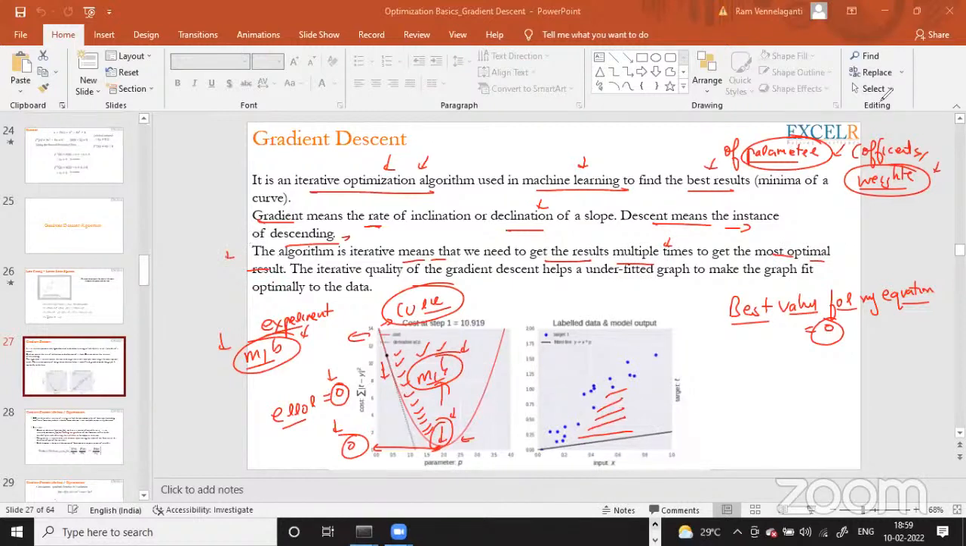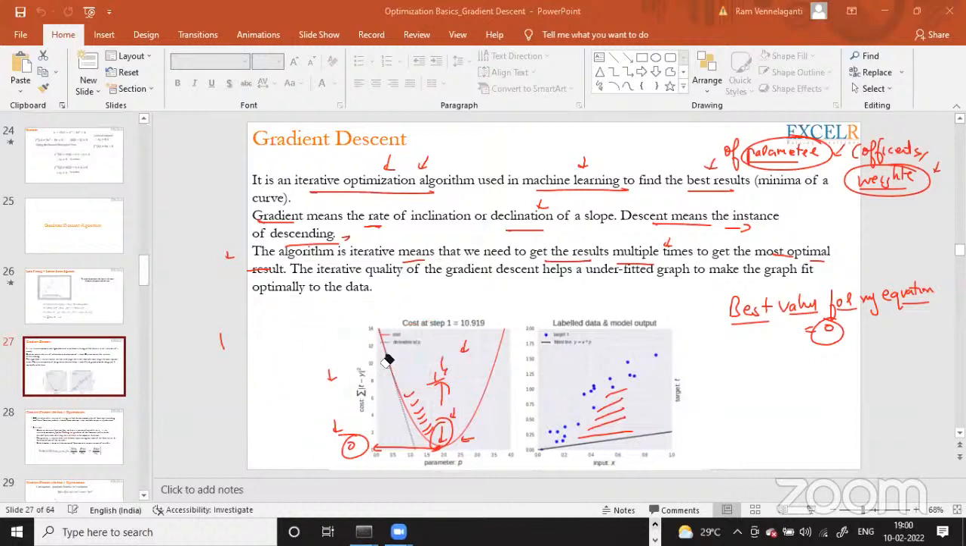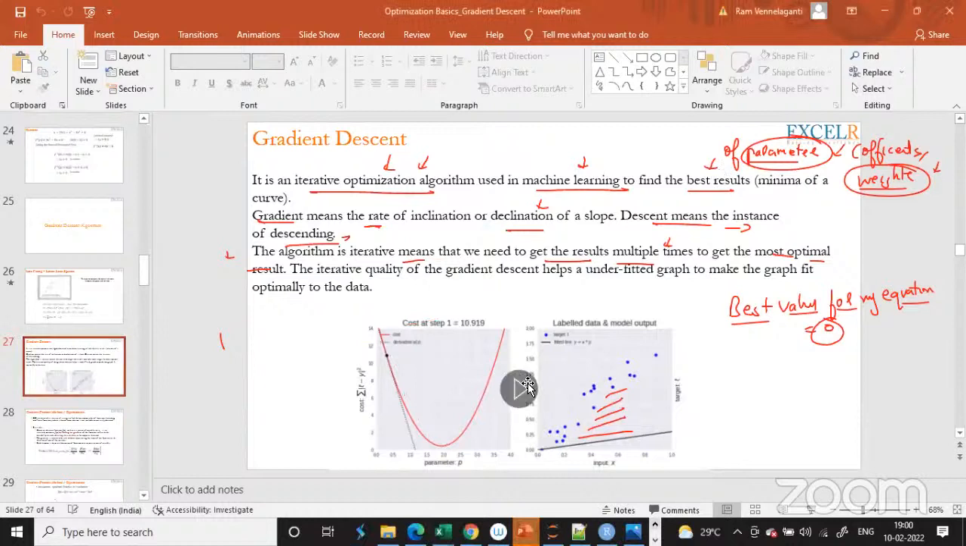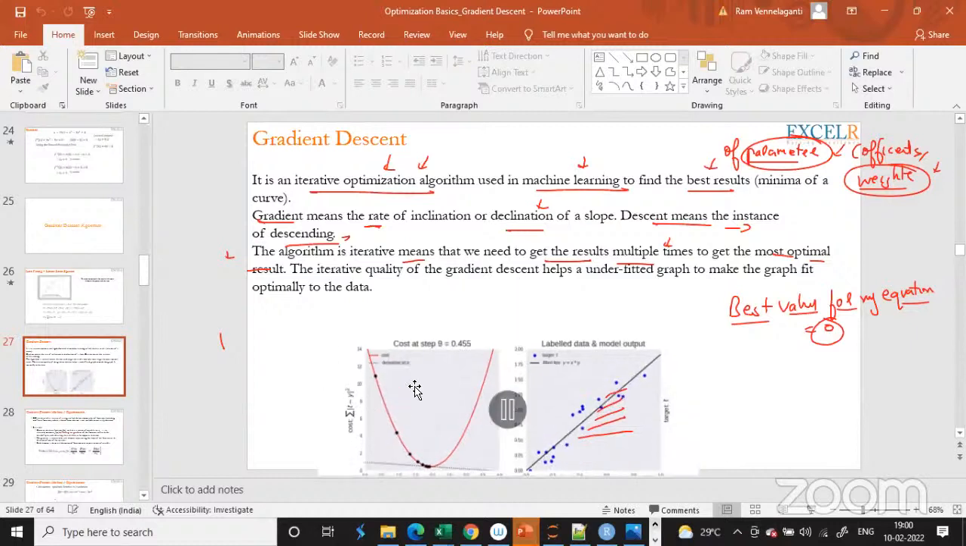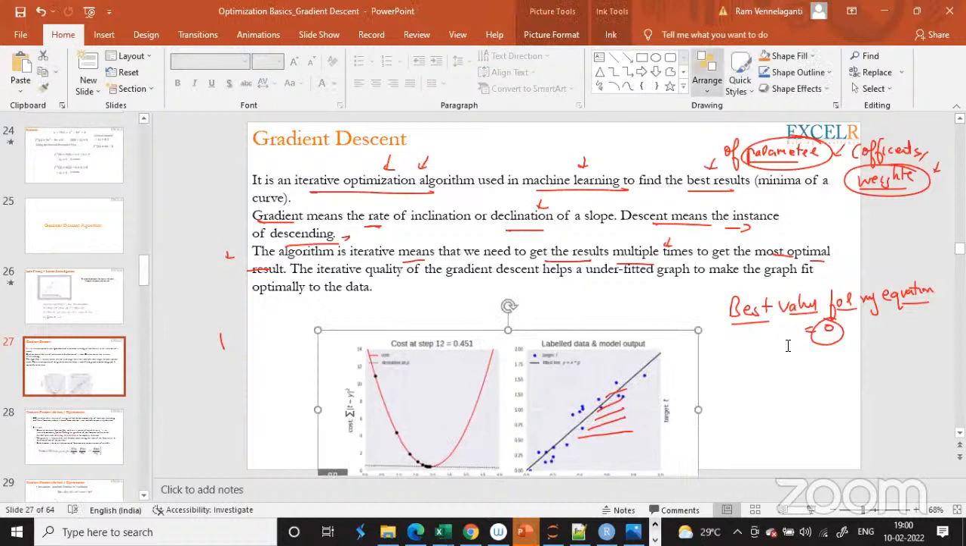Now when I play the animation, you will be able to understand this concept. I'm going to play the animation. What is happening when we change the slope at every point? You are slowly able to understand what is the best equation. Finally, at this minimum value, you are able to get the best equation for your data set. So that is what you have to do.